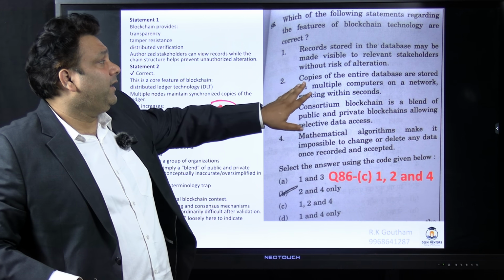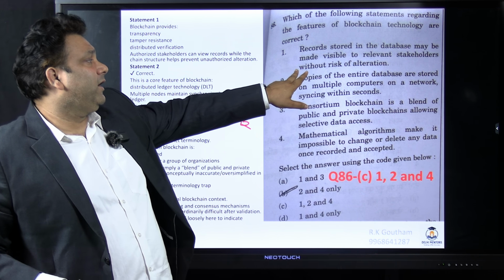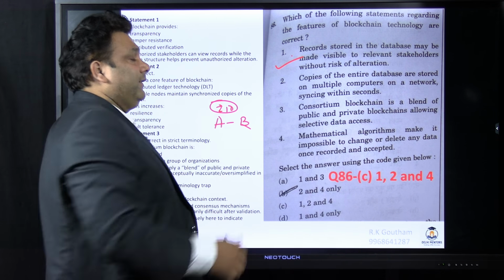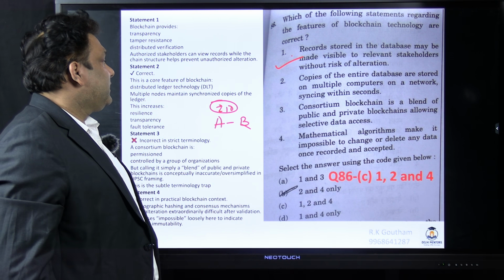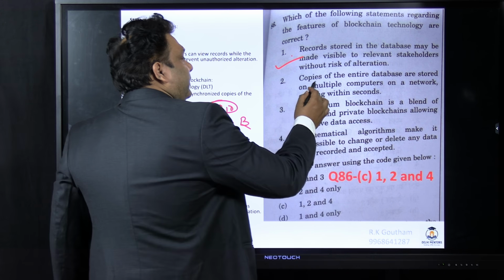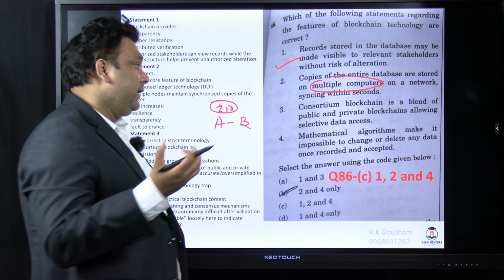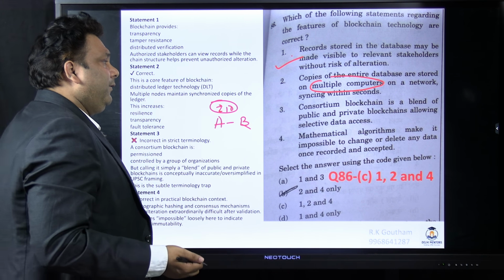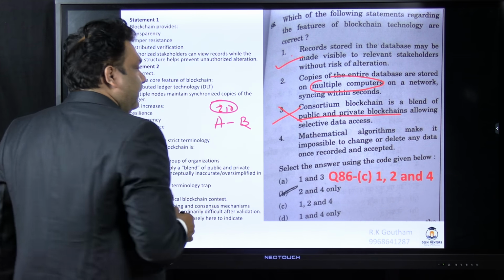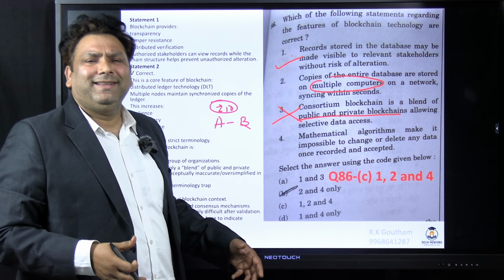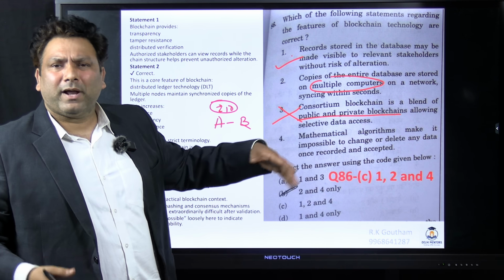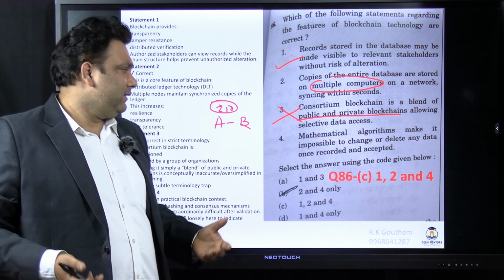So records stored in the database may be visible to relevant stakeholders without the risk of alteration. Okay, this is true. Next, copies of the entire database stored multiple computers. This also we have discussed. Multiple computers में store करोगे a database. The consortium blockchain is a blend of public and private. Okay, consortium means which has been maintained by a certain company or group of companies. So इसमें public और private blockchain का ऐसा कुछ नहीं है.